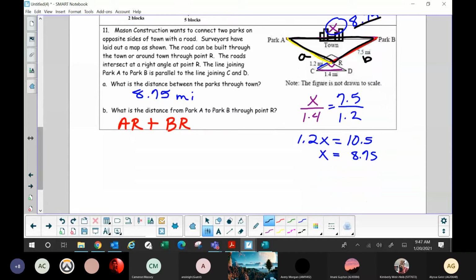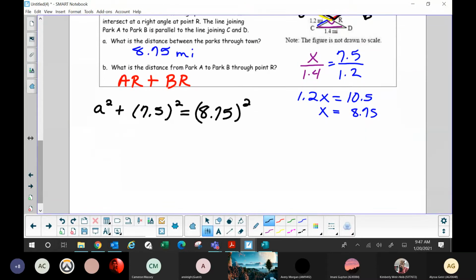So we don't know what A is, so I'm just going to say A squared plus 7.5 squared equals 8.75 squared. Okay, so what is 7.5 squared? 56.25. We have A squared, that's that. And then what is 8.75 squared? 76.5625.